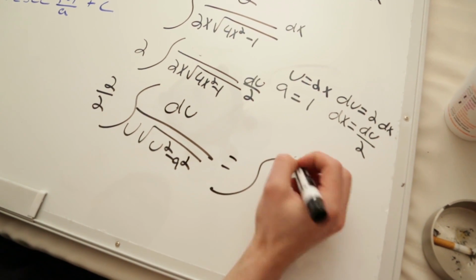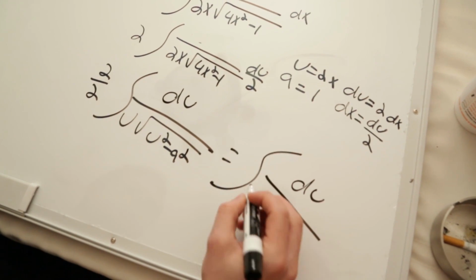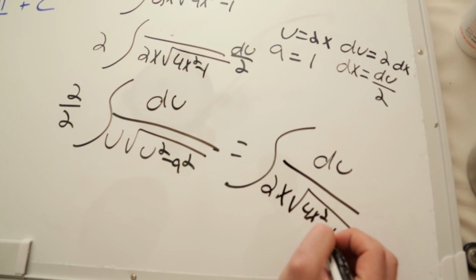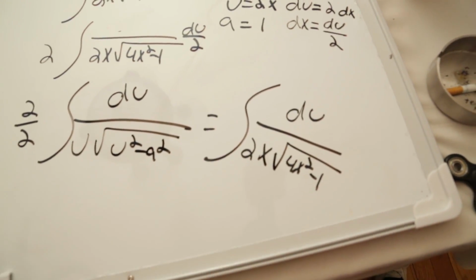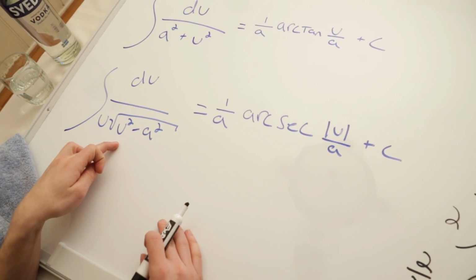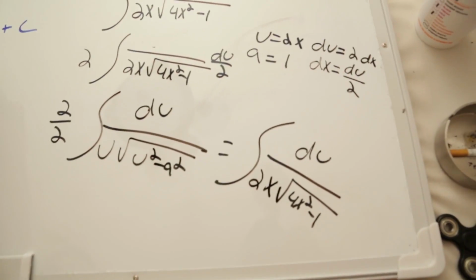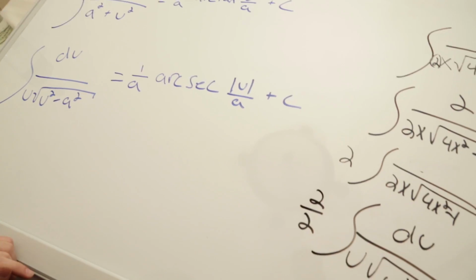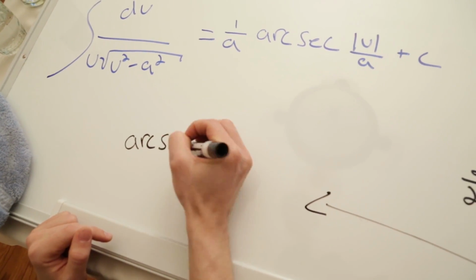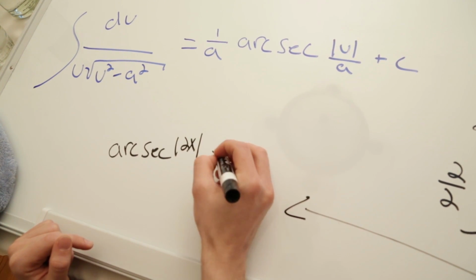So this is equal to the integral of du over u, 2x, times root 4x squared minus 1. So that's it. You have it in the perfect arc secant format that you wanted. Your u is 2x, your u squared is 4x squared, your a is 1, so a squared is still 1, and you just plug it in. So the answer here is arc secant, absolute value of u, which is 2x, over a, which is 1, plus c.